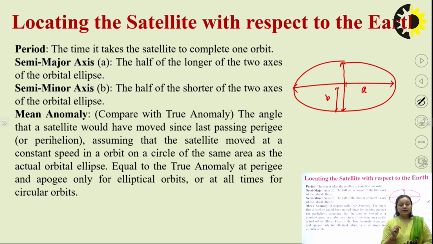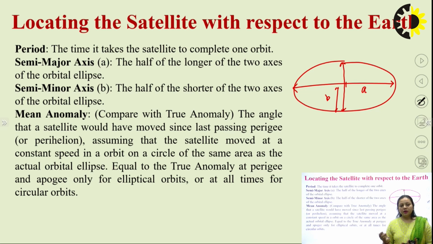So, we are saying the angle that a satellite would have moved since passing the perigee point; it was at perigee, and now it has moved a certain distance. The angle it makes, assuming that the satellite is moving at a constant speed in a circle of the same area as the actual orbital ellipse. So, the circle which we are assuming has the same area as the ellipse.